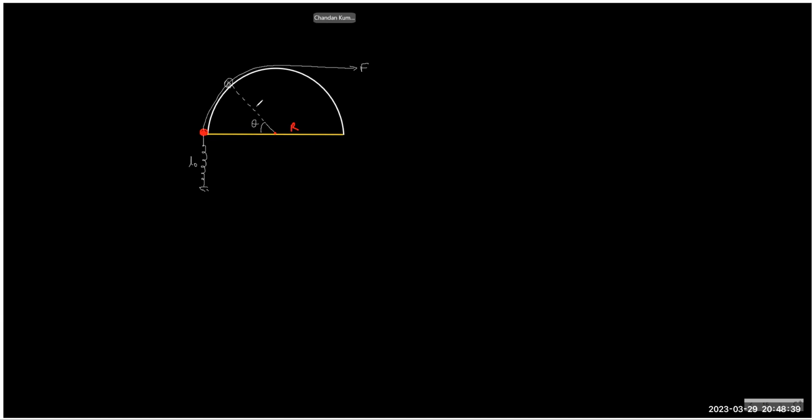This is initial, final, and the agent is pulling the string slowly. And the coefficient of friction is given, mu.